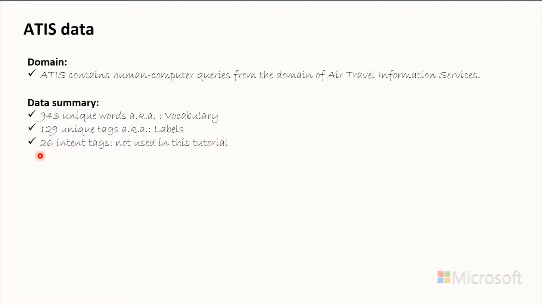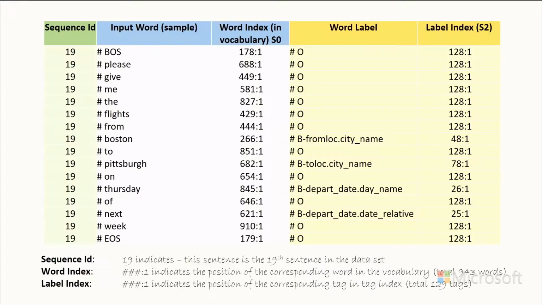There are 26 intent tags in the data set. We will not be using that in this tutorial. We will just be using the first two as the input, and this is the corresponding labels or the output. Now let's take a look at what one of those sentences might look like. We always start with this tag called beginning of sentence, and then the real query, which is please give me the flights from Boston to Pittsburgh on Thursday of next week, end of sentence.